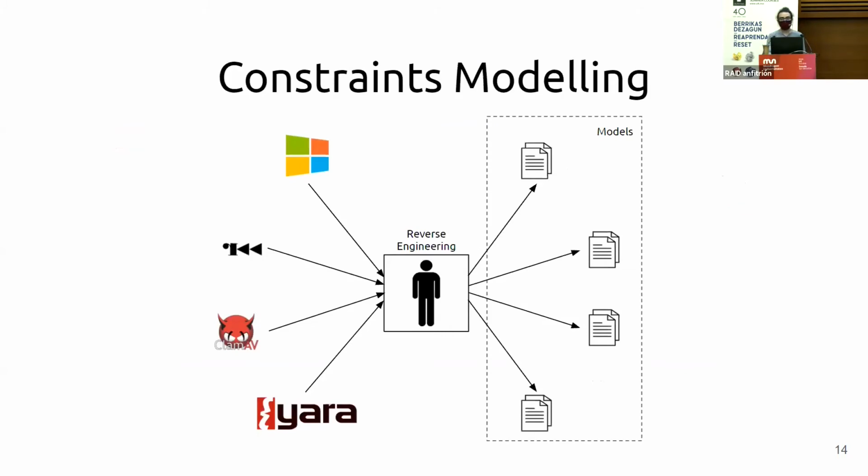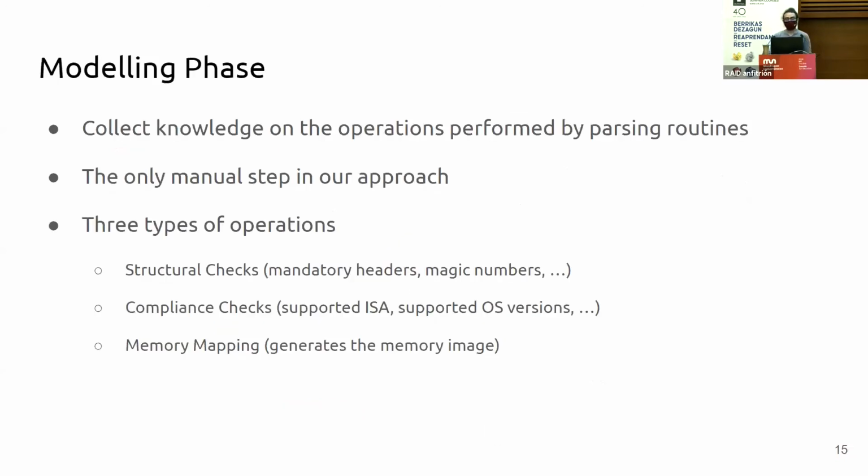All right, let's have a look in more detail at the constraints modeling phase. In the modeling phase, we have the objective of collecting as much knowledge as possible of all the operations that the original software performs on the PE file given as an input. And this is the only manual step in our approach. While we were performing it, we realized that there are three types of operations that software usually performs on the original files.